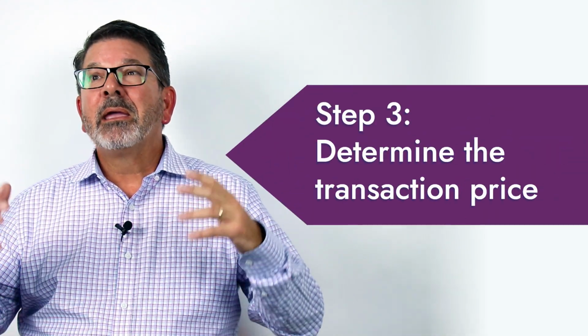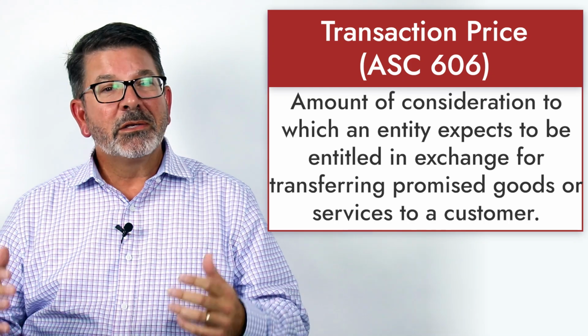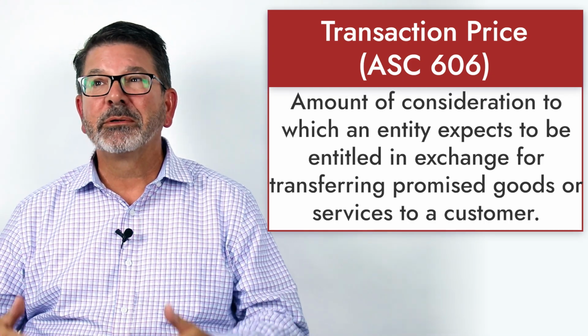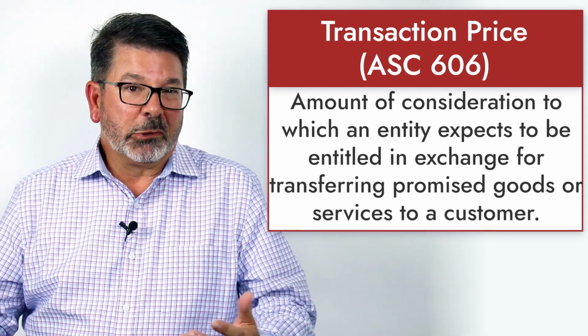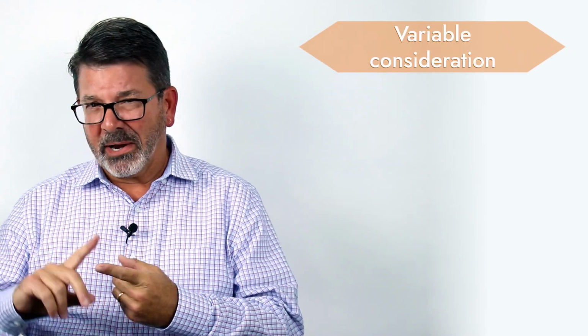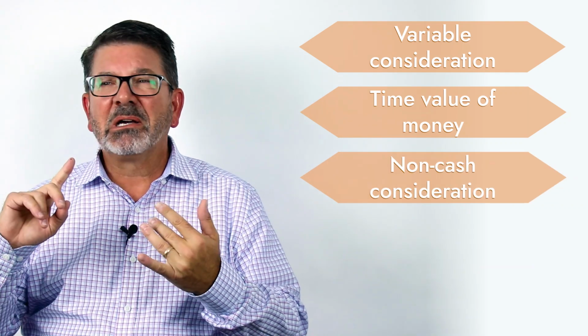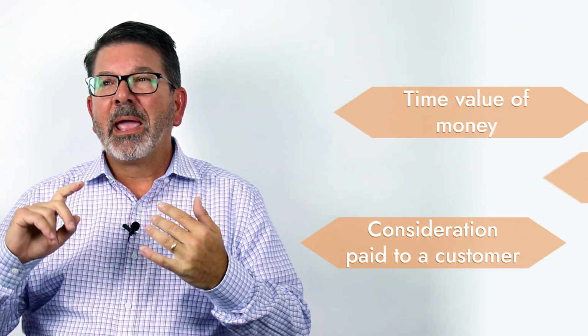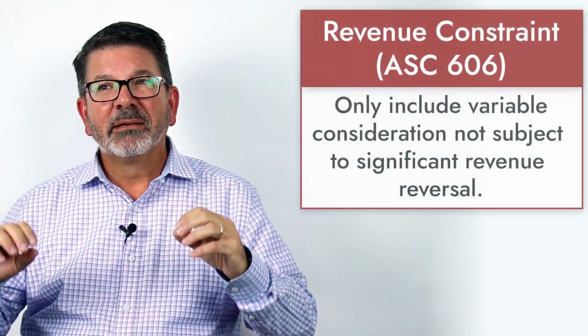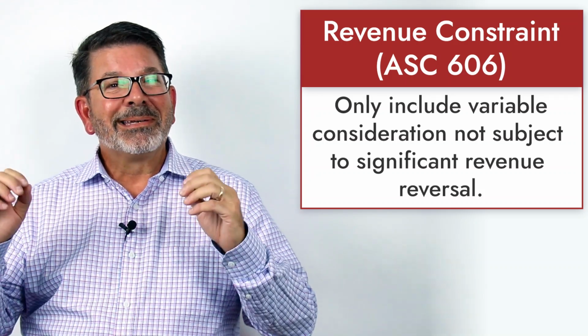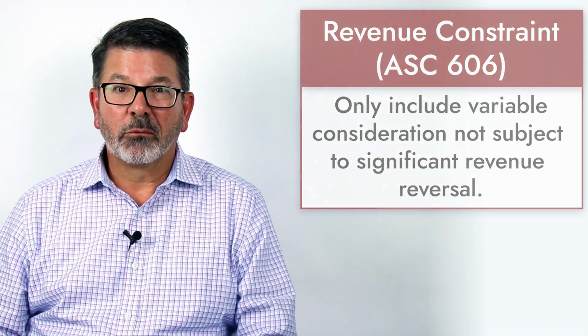Now, step 3, determine the transaction price. Transaction price is the amount of consideration to which an entity expects to be entitled for transferring these promised goods or services. Entities, you're going to consider things like variable consideration, time value of money, non-cash consideration, consideration paid to a customer. And don't forget about the revenue constraint. Only include variable consideration not subject to significant revenue reversal.